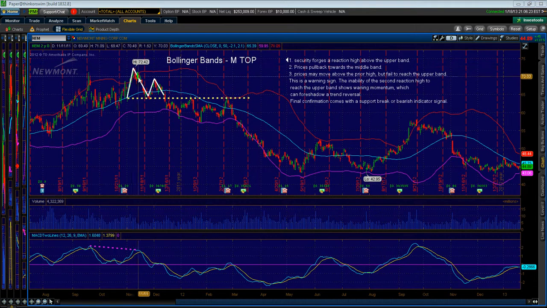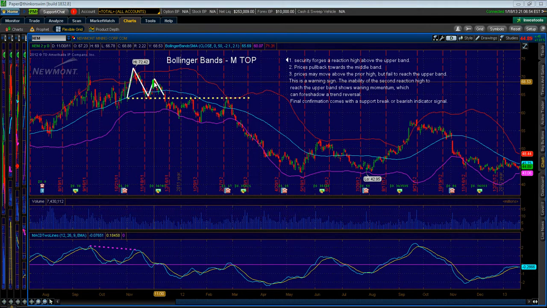And then prices are going to pull back down towards that 20-day simple moving average, and prices may move above the prior high, but fail to reach the upper band. Basically, you're looking for a failure to reach the upper band. They may make a higher high, it could be not a higher high, but the real focus is, were they able to hit the top of that Bollinger Band again? And what that indicates, just like with W bottoms, is that there is a waning momentum.